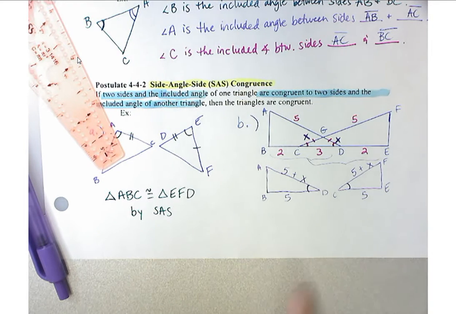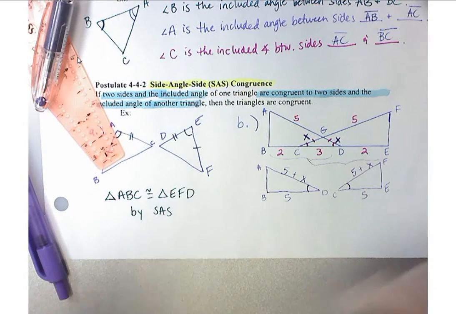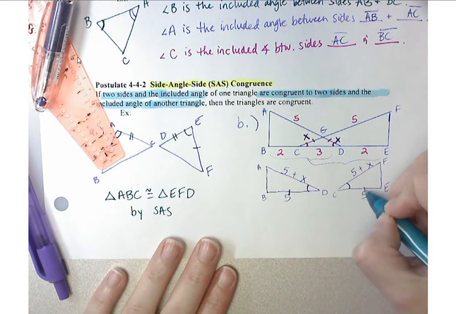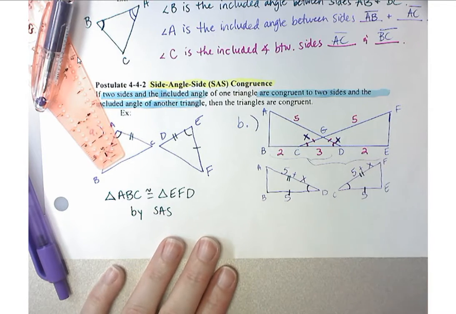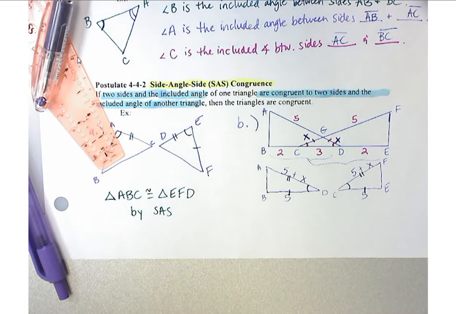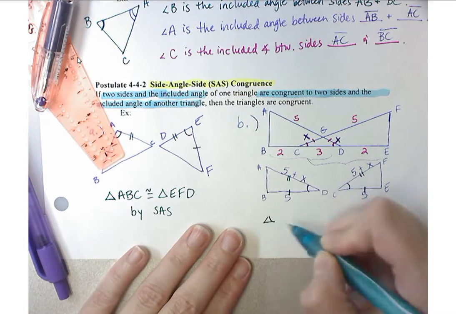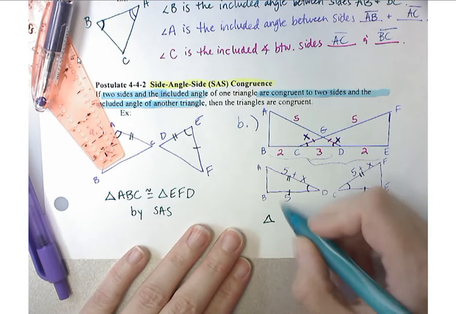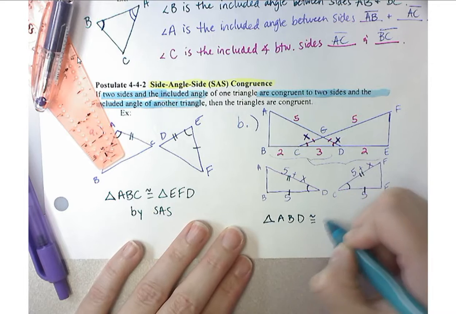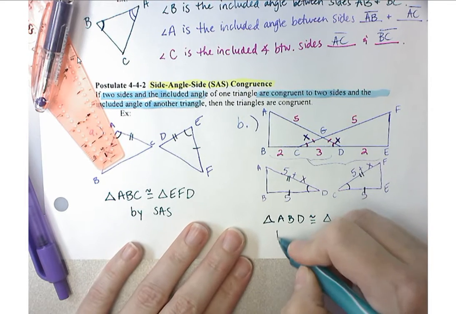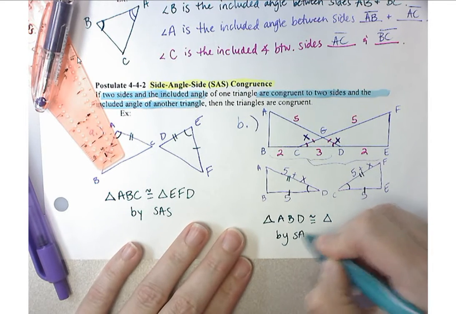So now I can look at these and I can say, oh, well, these lengths are the same, 5 and 5, so those are congruent. 5 plus X is congruent to 5 plus X, which means these are congruent by SAS, side angle side. So ABD, and then I want you to finish the statement, and that's by side angle side.